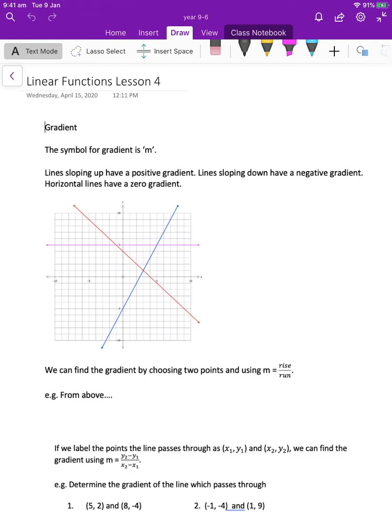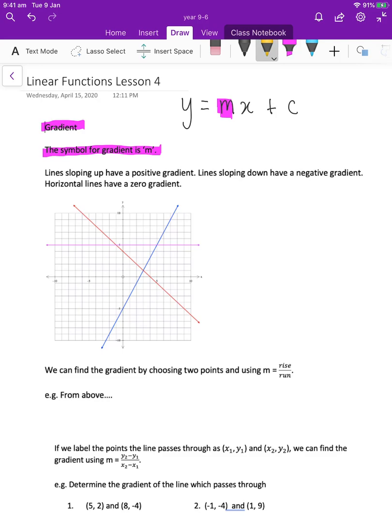So we are moving on to look at gradient. So our title at the top here is gradient. As a reminder, in a linear rule, y equals mx plus c, our first sentence says the symbol for gradient is m, and the gradient is the m. If it's y equals mx plus c, it's the m in front of the x. The proper word is it's called the coefficient of the x.